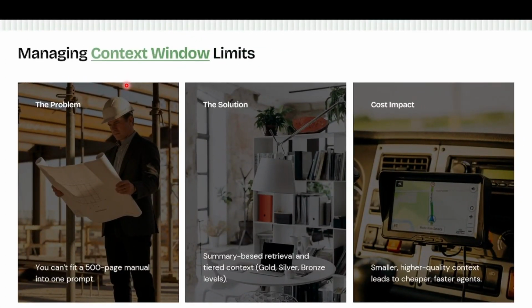Next is managing context window limits. How do you manage the context window? We have said context is combining several keywords or several semantic searches to form meaningful information because they are related. So how do you manage context window limits? The problem is, you can't fit a 500-page manual into one prompt. Just know that. That's why we say we chunk data strategically.